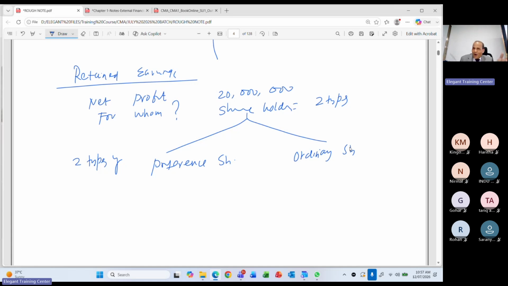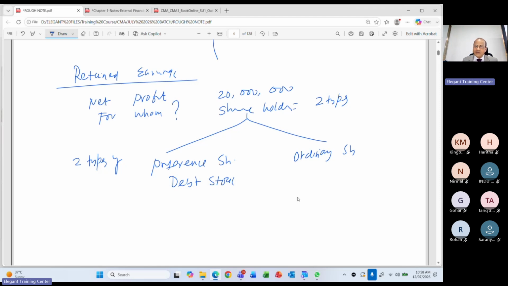Ordinary, we are the common man, ordinary, and you are a preferred person. You are having preference shares. So preference shareholders have some preferences, some advantages. By virtue of these advantages, the preference share is also called debt stock, because they have various advantages. We'll discuss that coming up, don't worry.